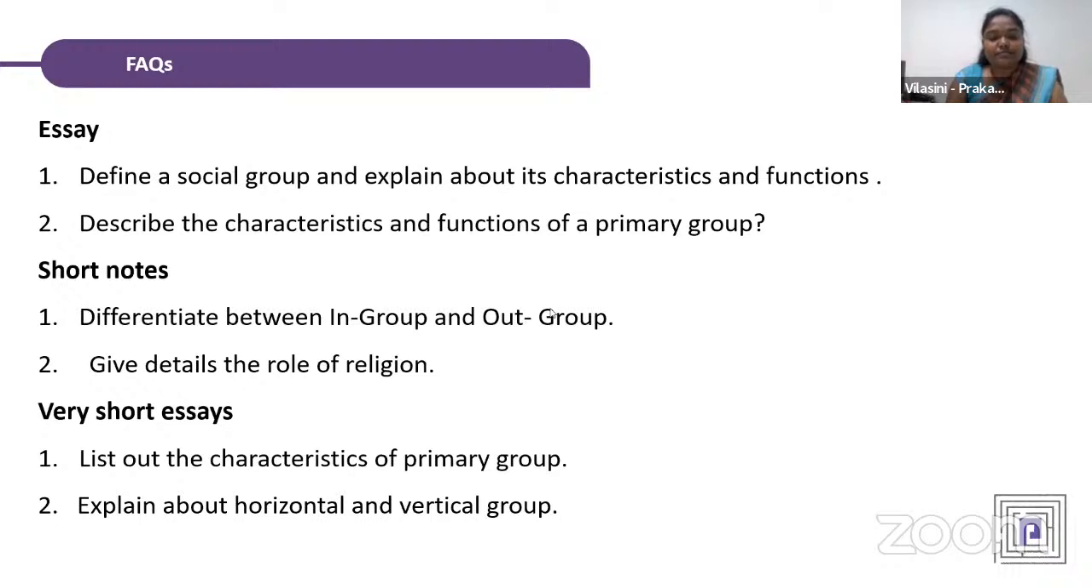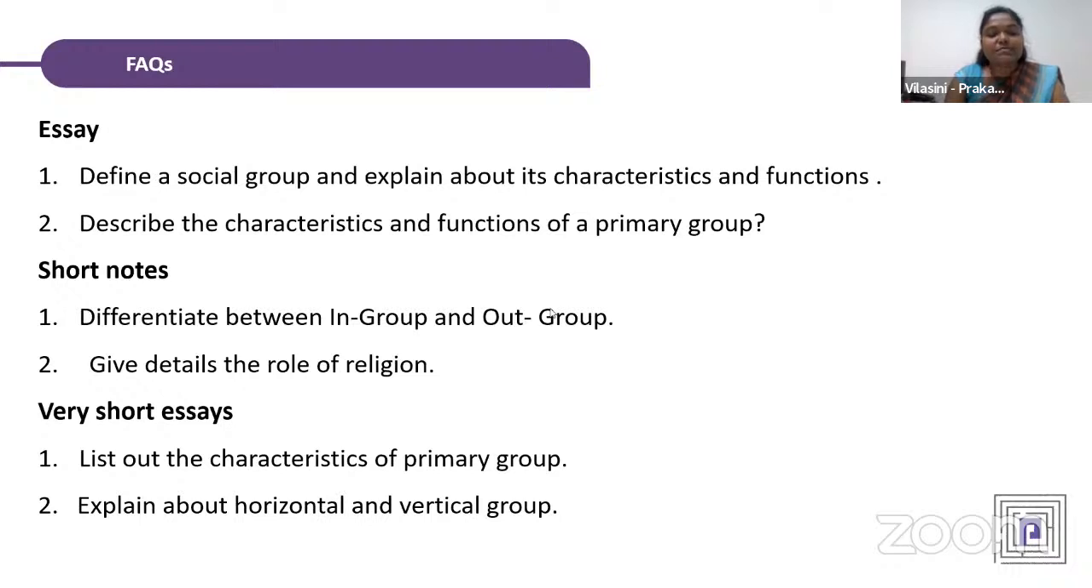The next is the role of religion. How does religion influence a person? It will mold the person's behavior, and it will have a great control on human behavior. Then a very short question will be asked, like the characteristics of primary group, which was already discussed in the first essay.